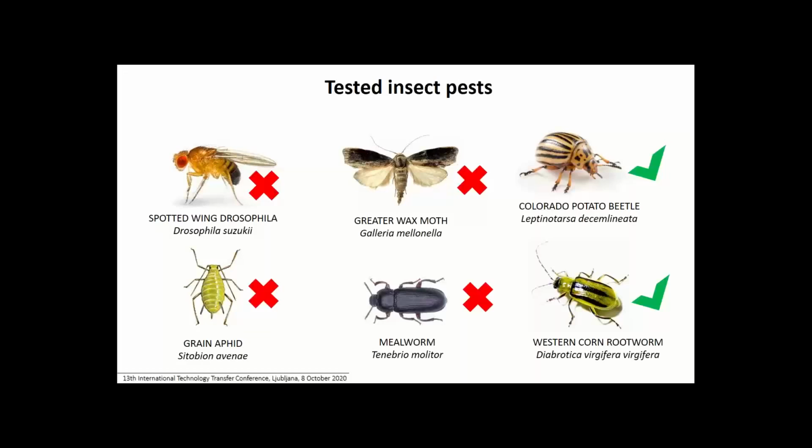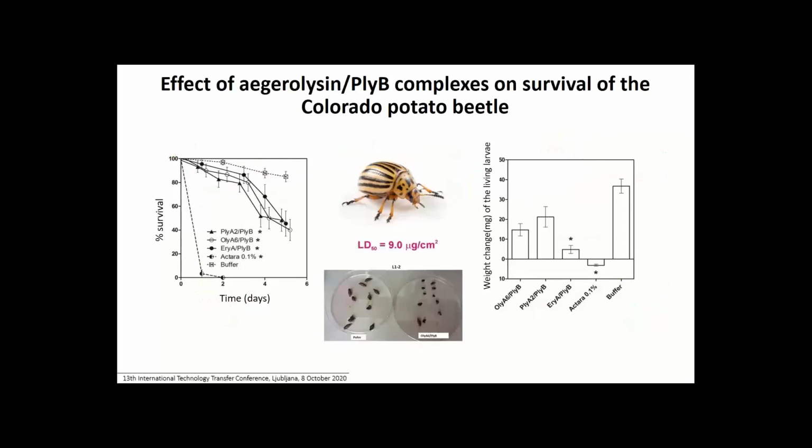Next slide, please. Here are the survival curves after treatment of Colorado potato beetle with our protein complexes. The larvae and adults were fed with potato leaves soaked in our protein complexes, and after the first ingestion of this food, they stopped eating and they died of starvation. You can see below in the petri dishes that treated larvae were much smaller than the untreated, and the LD50 was quite low.